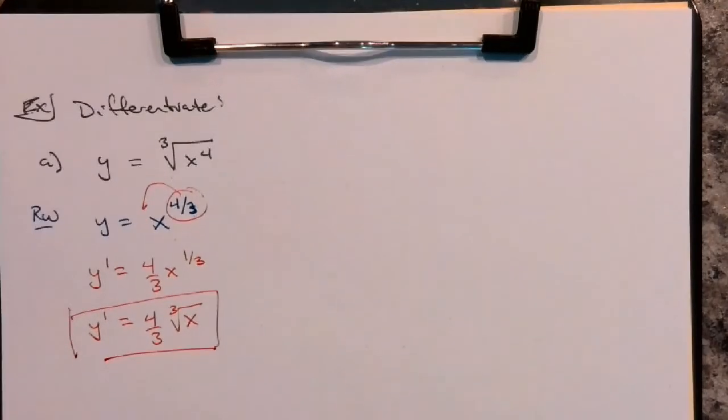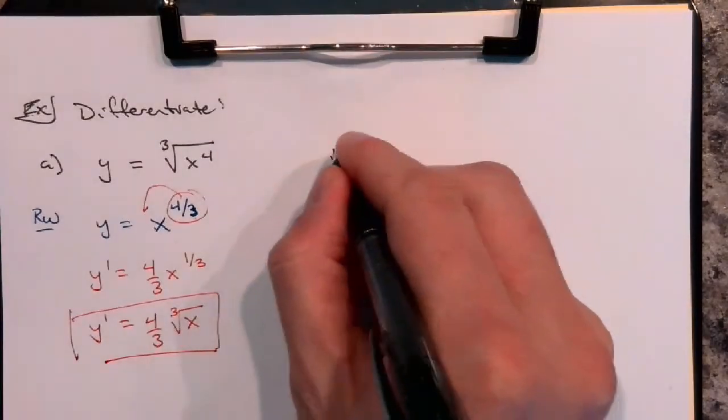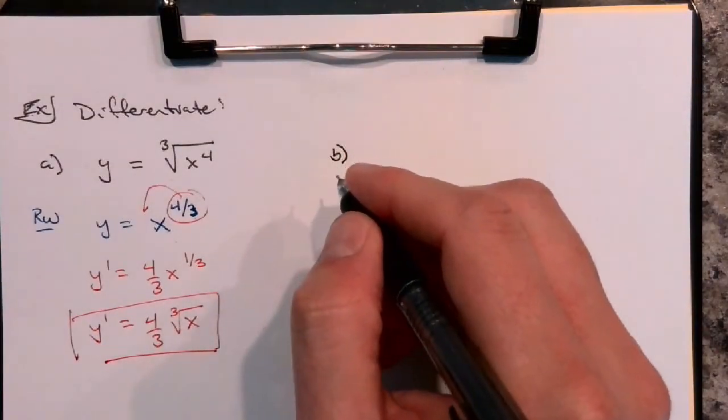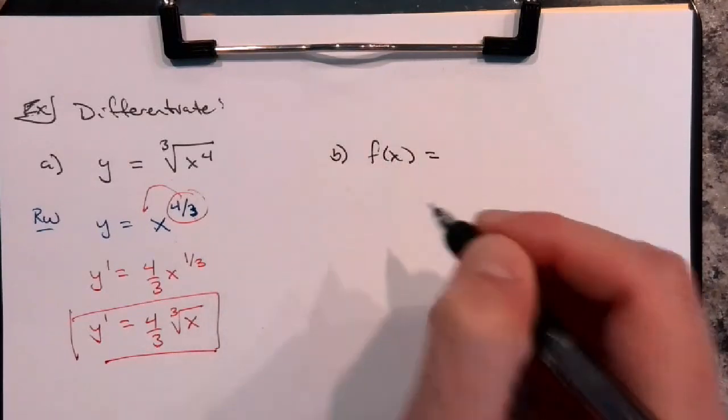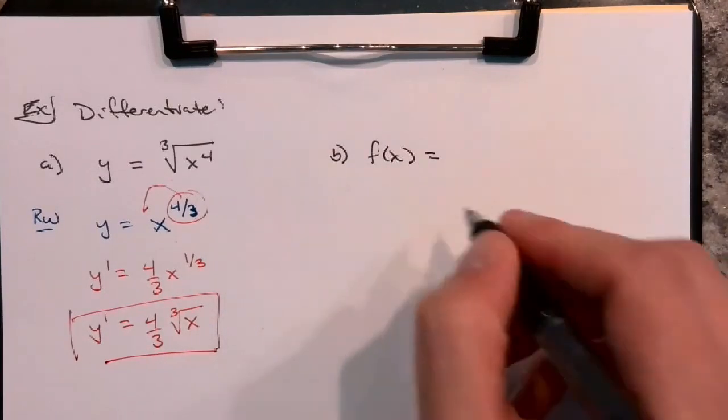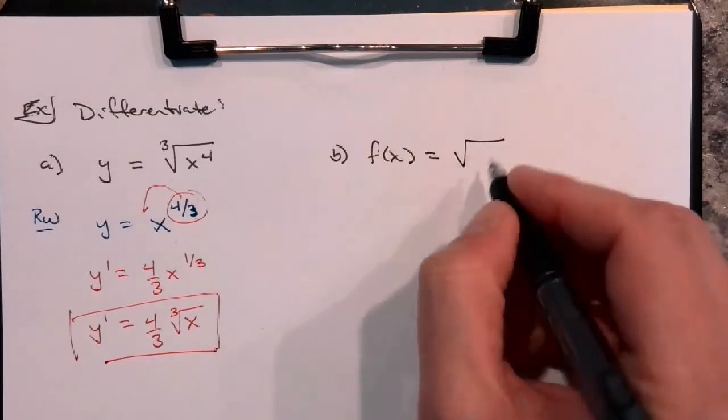Let's try another one. If I said I had f of x equals the square root of x.